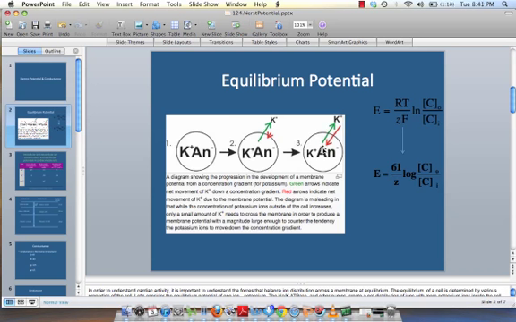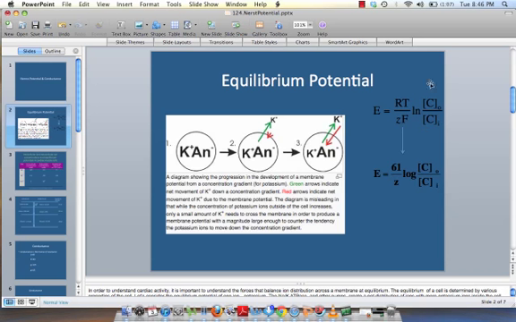Soon there will be a time where the concentration gradient that favors the potassium leaving the cell will be equal to the electrical gradient favoring the potassium from leaving the cell. This is represented by the Nernst equation on the right. The right side of this equation shows the chemical gradient, or the green arrow, and the left side of this equation shows the red arrow, or the electrical gradient.